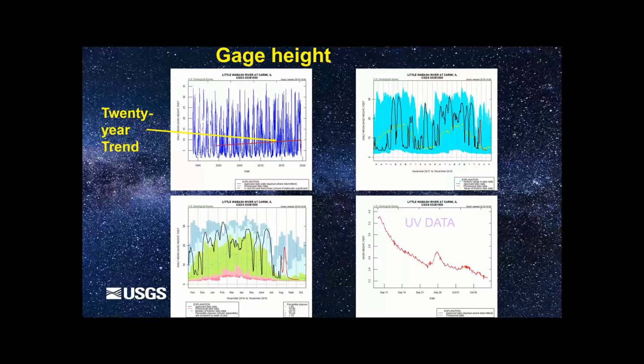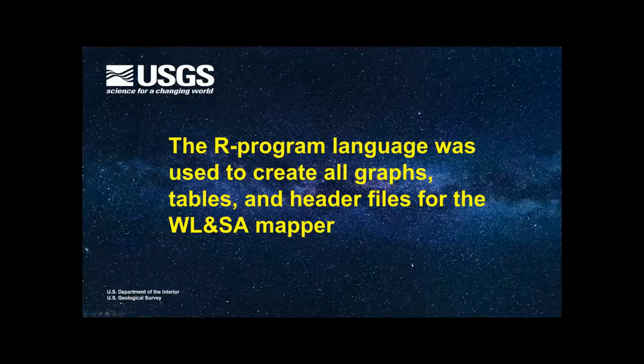Throughout most of the country, we have a series of gauges that are a combination of gauge height and flow. So you can look at the gauge height, what's the water level in the stream, and you could look at that through time. And in this case, at the Little Wabash River in Illinois, there's a statistically significant 20-year upward trend. You can look at the minimum and maximum for the period of record for each day of the year, and you can look at your percentile breakdowns versus your current data and your unit value data.